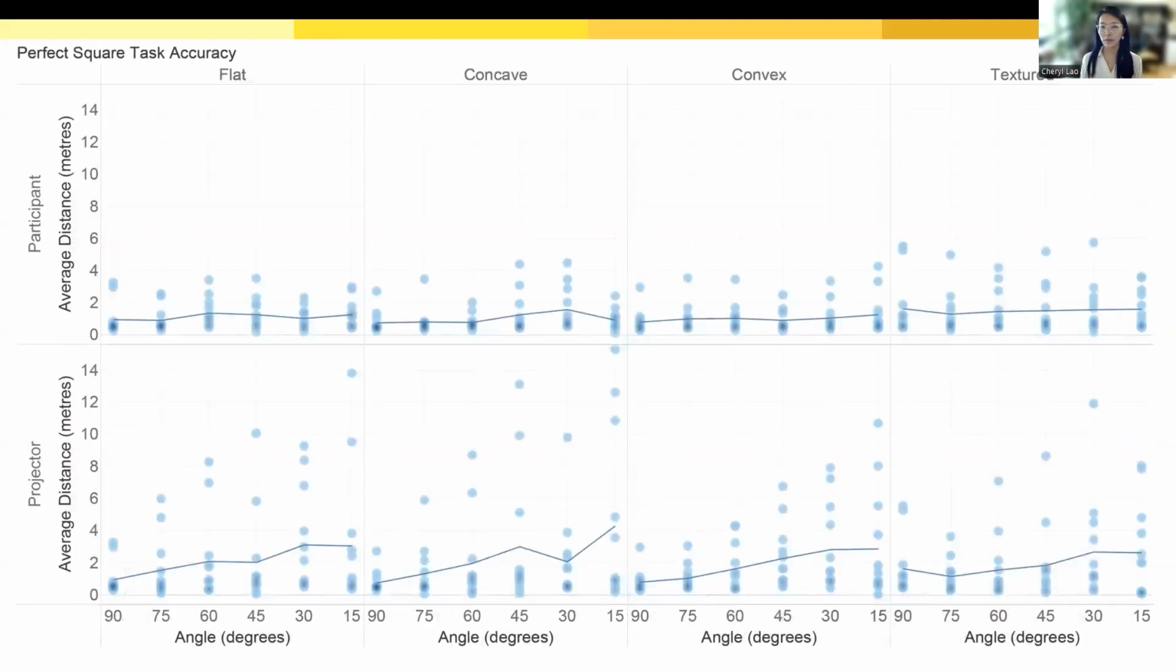Now, there's quite a bit of variance in the perfect square task accuracy. You can see how, once again, the participants performed worse when the projector was at an oblique angle. There wasn't much of a difference between different surfaces, but we can see an upward trend in inaccuracy as the angle gets smaller.